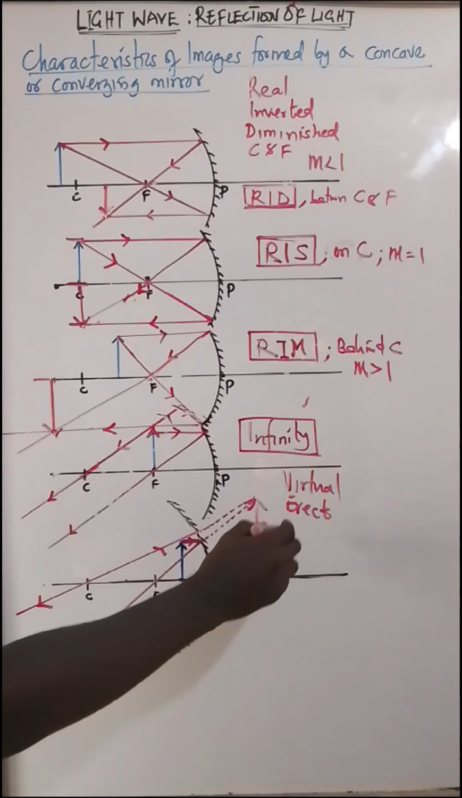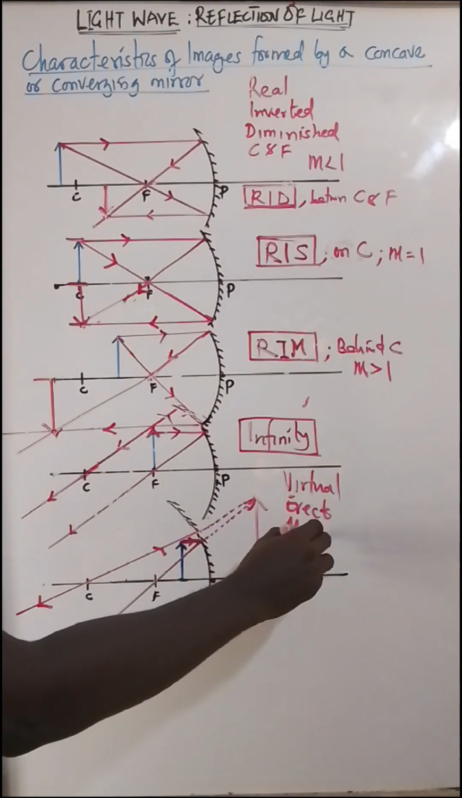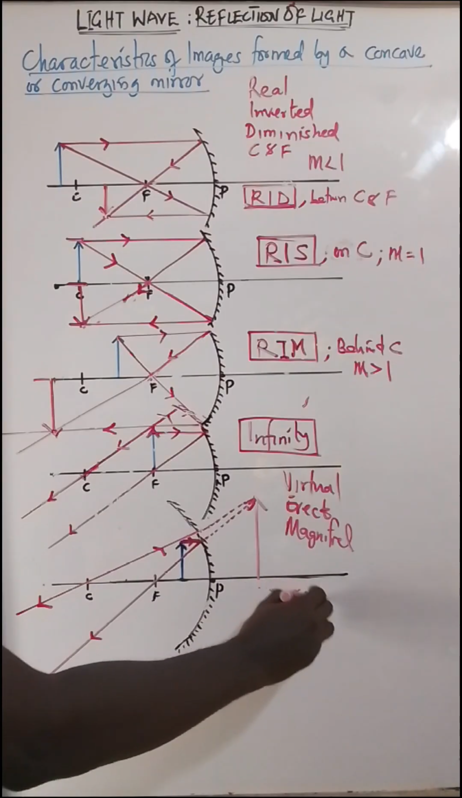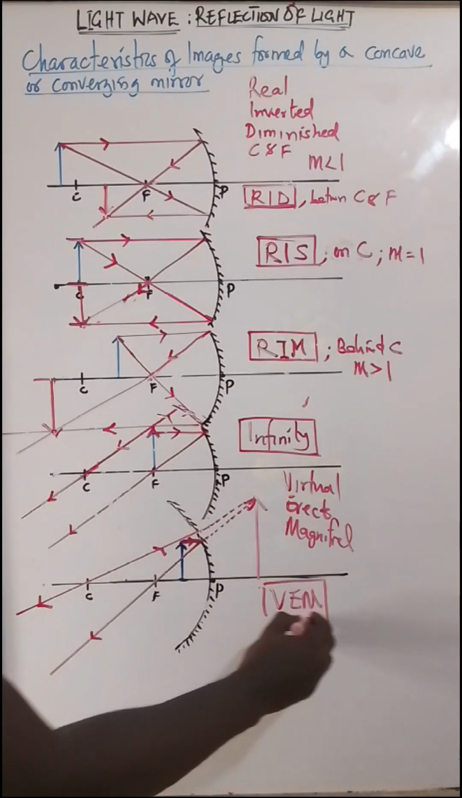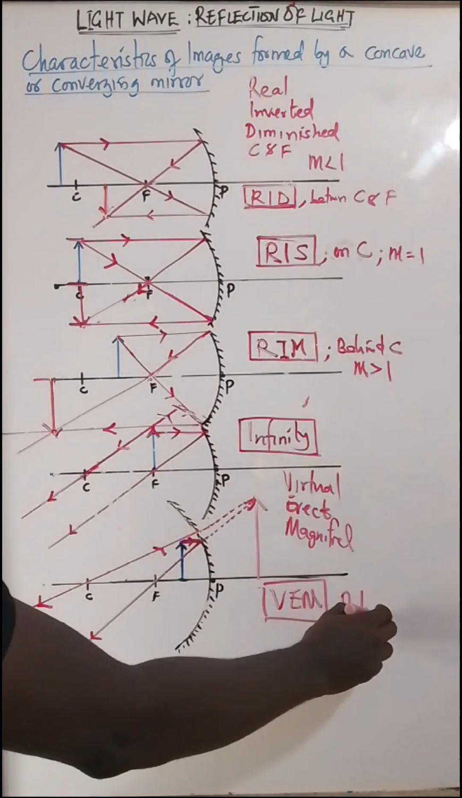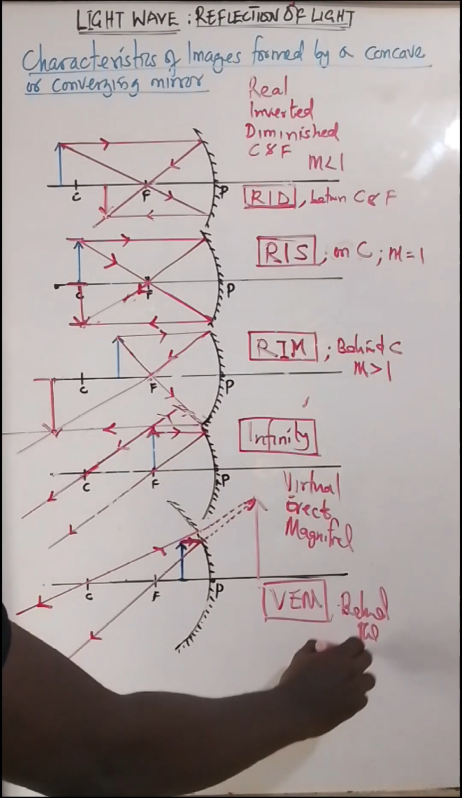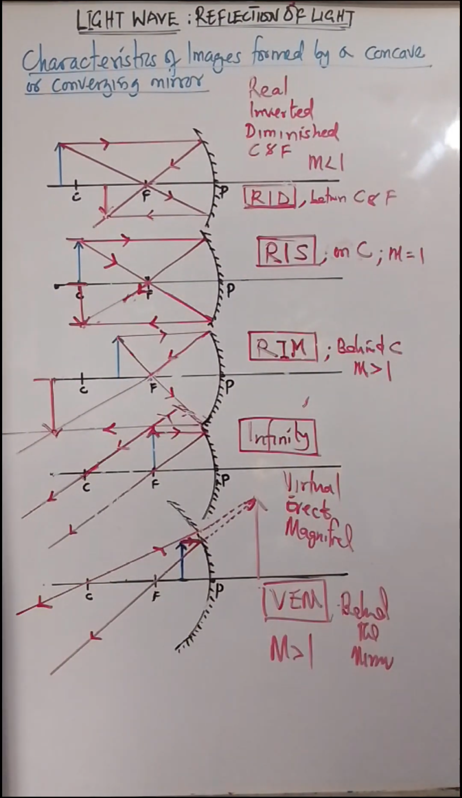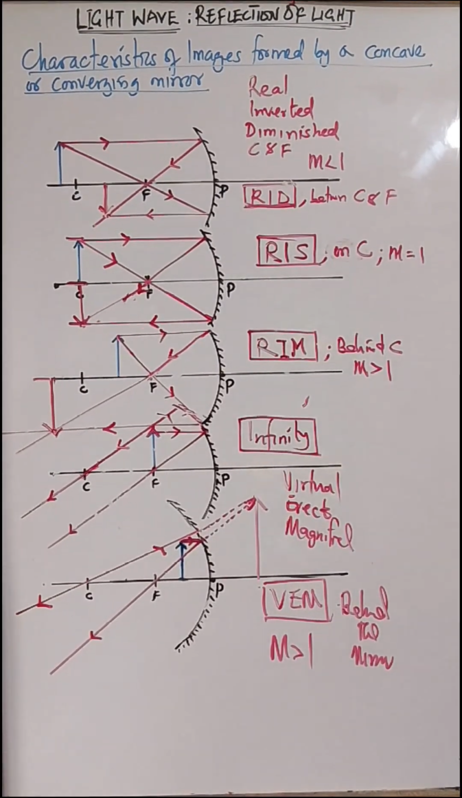What one is now bigger? It is magnified. So what's the acronym? VEM. Virtual, erect, and magnified. Where is it formed? Behind the mirror. And our n is greater than 1. It is magnified. Let's label each case.